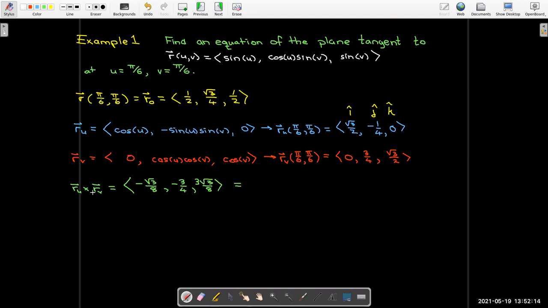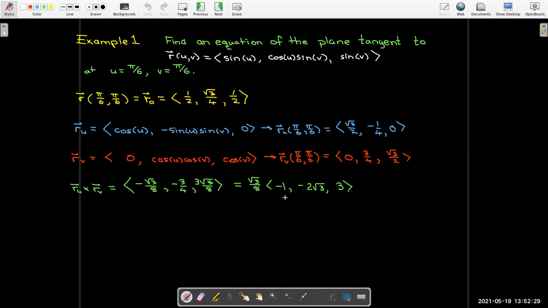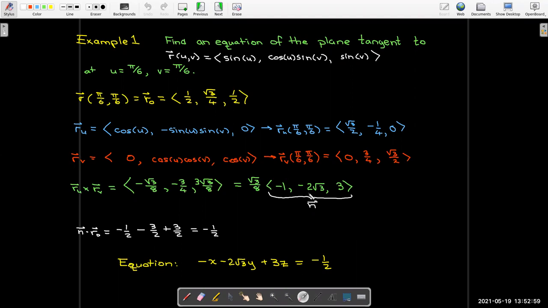So I can calculate the cross product as the vector with these components. That's a little bit messy. I can clean it up a little bit if I factor out the radical 3 over 8. And so I'll take this multiple of the original cross product as my normal vector. So the normal vector will have components negative 1, negative 2 radical 3, and 3. So then I'll take n, and I'll dot it with the position vector r naught. That gives me negative 1 half. So my equation of the tangent plane is negative x minus 2 radical 3 y plus 3z equals negative 1/2.